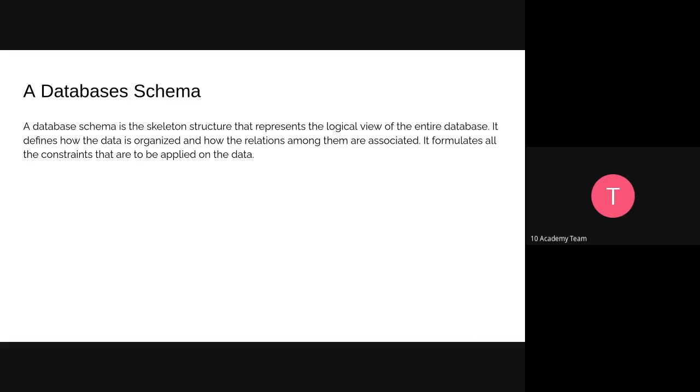From the definition, a database schema is the skeleton structure that represents the logical view of the entire database. It defines how the data is organized and how the relations among them are associated. For instance, the associated relationship is the lines joining a particular table to the other tables. It formulates all the constraints applied on the data. One of the constraints we might have is a trigger that says when we push into this particular table, update this information from this table. Before we can do that, there has to exist a particular relation between the table we are pushing into and the other table that we are updating.